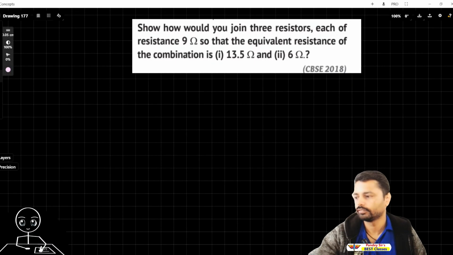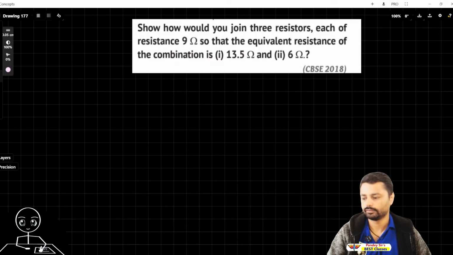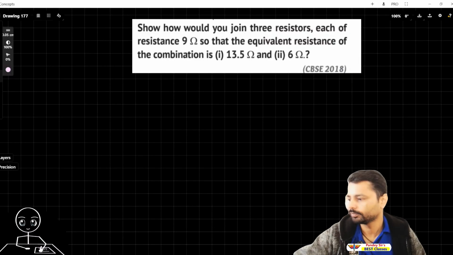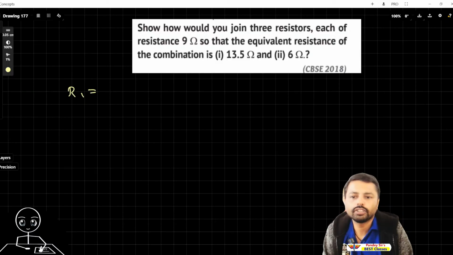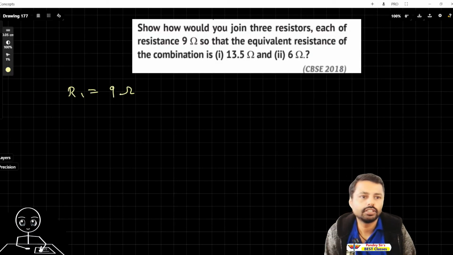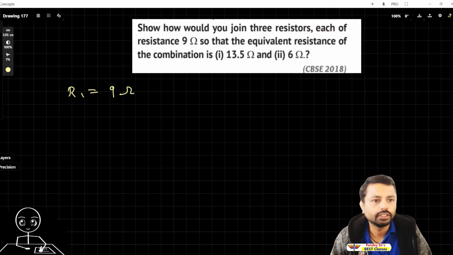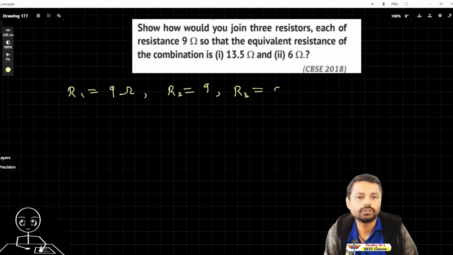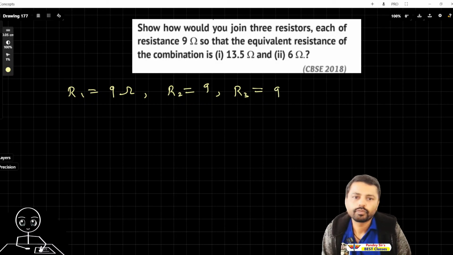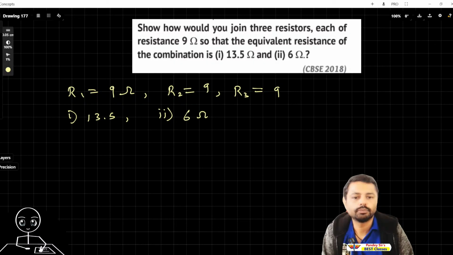Okay, let's solve it. We have been given the resistance 9 ohm. So let's call it R1 equal to 9 ohm. Then show how you would join three resistances. So R2 also and R3 also. R2 equal to also 9 and R3 equal to also 9. And we need total: number 1, we need 13.5 and number 2, we need 6 ohm.